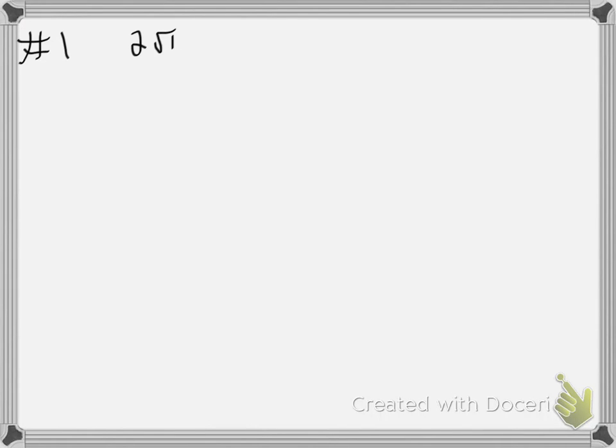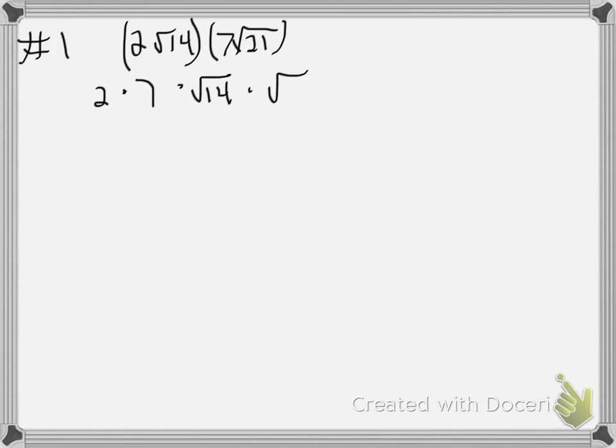So it was 2 root 14 times 7 root 21. Okay, so that's what it was there. And what I would do is right away regroup it. So it's 2 times 7 times root 14 times root 21. This is root 7 times root 2. Both are prime, so I'm done simplifying that. There's no perfect squares. Root 7 and root 2.